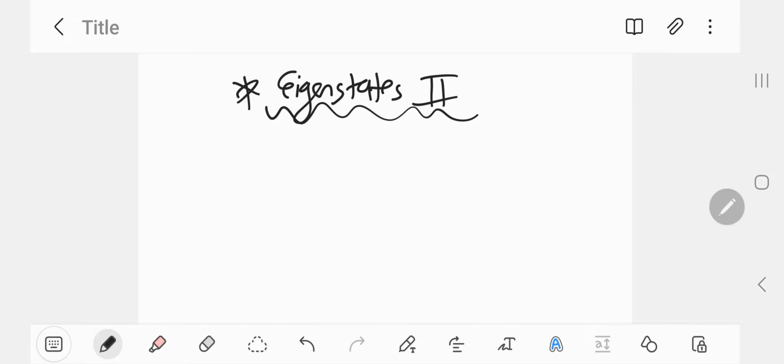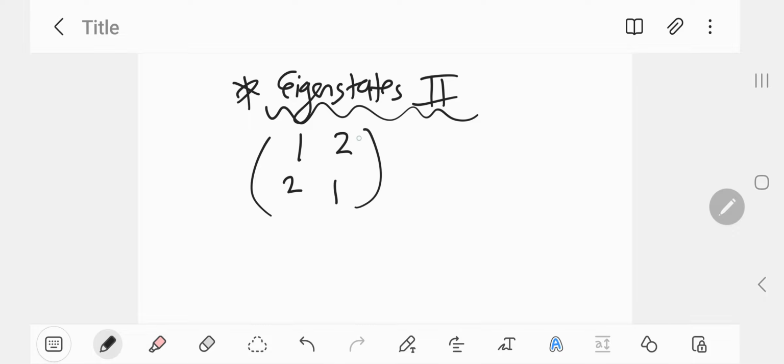This is lesson 64 of the Quantum Mechanics mini lecture series, Eigenstates Part 2. So having talked about what eigenstates and eigenvalues are, now I'm going to get into the nitty-gritty of illustrating the main ideas talked about in the previous video with a simple example. Suppose I have a matrix given by the following.